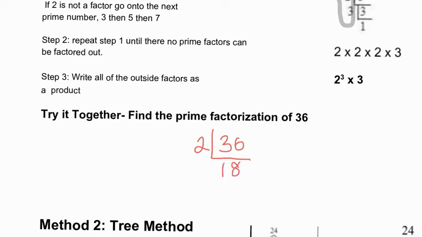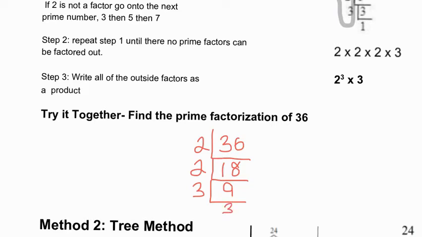Then is 2 a factor of 18? Yes. So I factor out another 2. 2 times 9 is 18. Is 2 a factor of 9? No. So I go to the next prime number, which is 3. Is 3 a factor of 9? The answer is yes. So I factor out a 3. Okay, 3 times 3 is 9.